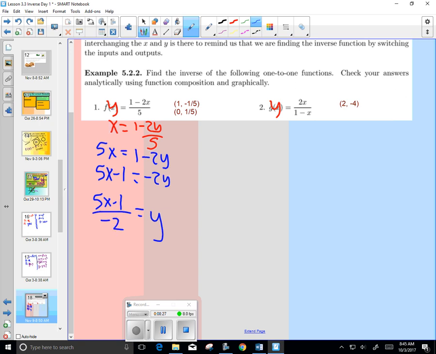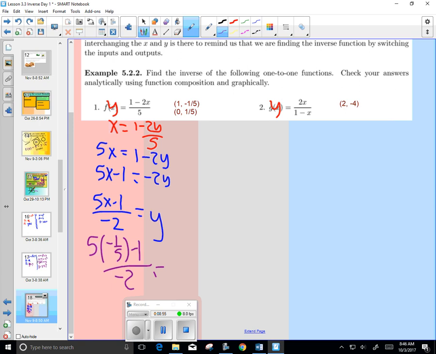How many got that? Now, I think it's right, but I'm not so sure. So here's what I'm going to do. I'm going to put a 1 in for x here, and I get 1 minus 2 is negative 1 over 5, or negative 1/5. Now I'm going to put a negative 1/5 in for x. And what should I get if it's an inverse? I should get a 1.